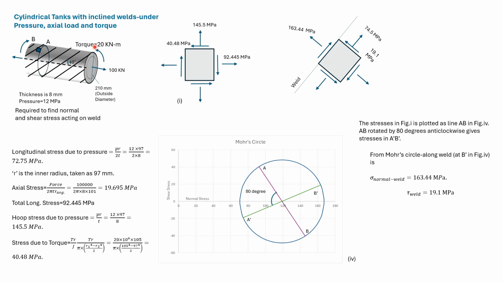We are required to find out the stresses on the face of the weld. We use the Mohr circle to solve the problem. The stresses on the right face is plotted as A. The stresses on the top face is plotted as B. This angle is 40, so we rotate in the counterclockwise direction by 80 degrees to reach A dash and B dash. The stresses at B dash gives the stresses on the face of the weld. The normal stress is 163.44 MPa and the shear stress is clockwise and the magnitude is 19.1 MPa.